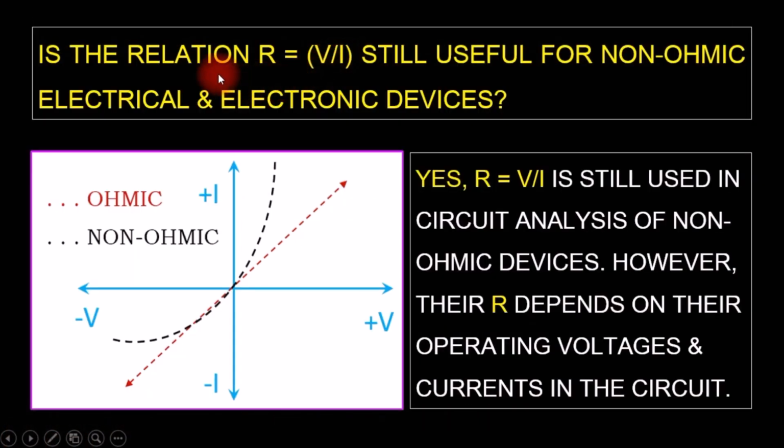Now an important question: is the relation resistance equal to voltage upon I still useful for non-ohmic electrical and electronic devices? The answer is yes. R equal to V upon I is still used in circuit analysis of non-ohmic devices. However, their resistance depends on their operating voltages and current in the circuit.